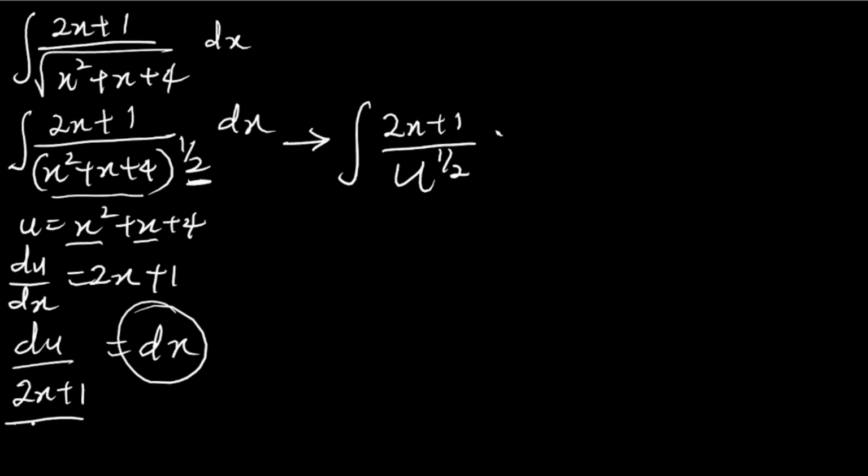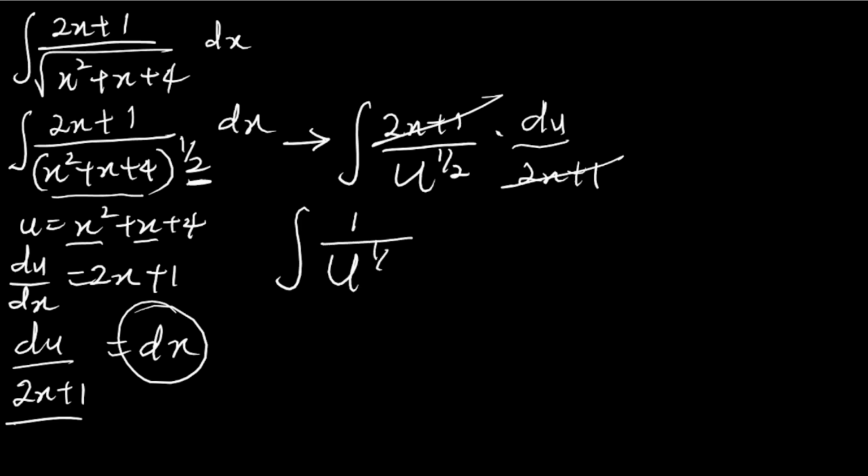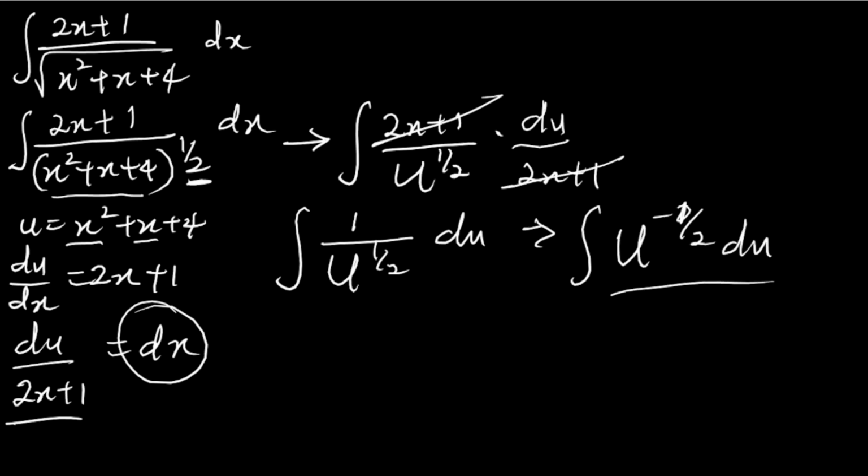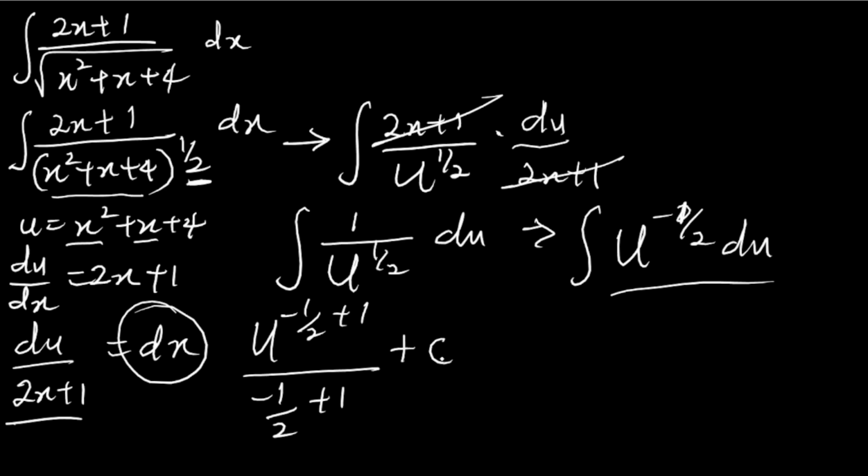Now it means that anywhere we see dx, we have to replace it with what we're having here, which is du divided by 2x plus 1. Now this can cancel out this. Do you see that? That's one of the beautiful things about this. That is 1 over u raised to the power of 1 over 2, then du. Now it's much easier to solve using the integral of u raised to the power of minus 1 over 2 du. Now we can apply the general rule of integration, adding 1 to the power and dividing by the same thing, plus c.